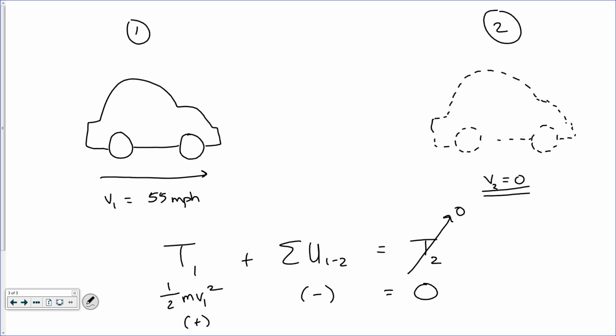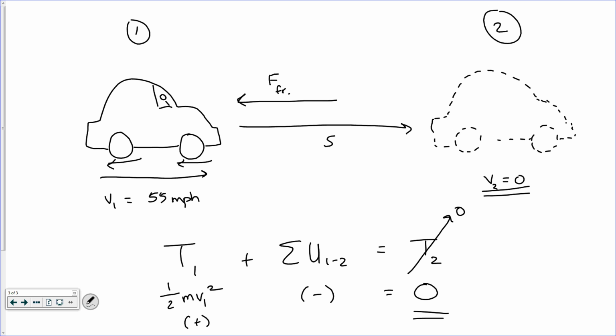How does that happen? Well, it's probably because the guy who's driving this car decides to put on the brakes. And as soon as he puts on the brakes, there is going to be a net friction force backwards that causes him to slow down. This is the direction that the car is moving in. This is the direction of the friction force. You can see they are opposite one another. So the work done by that friction force must be negative. It's that negative friction force that does the negative work necessary to make sure that this balances out to 0 at the end of it.